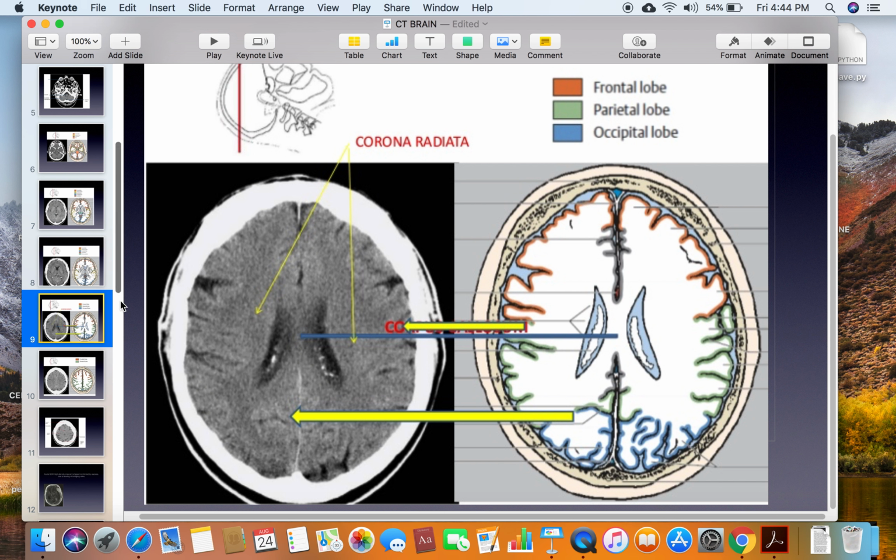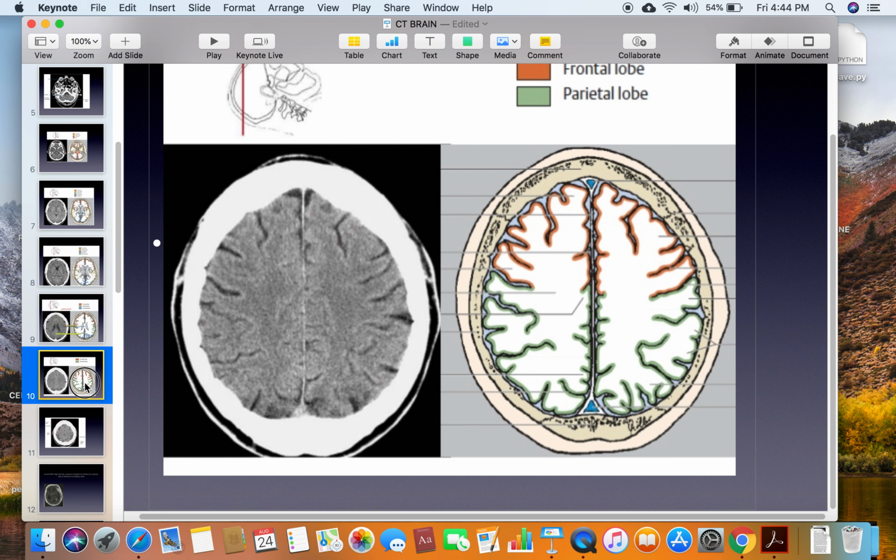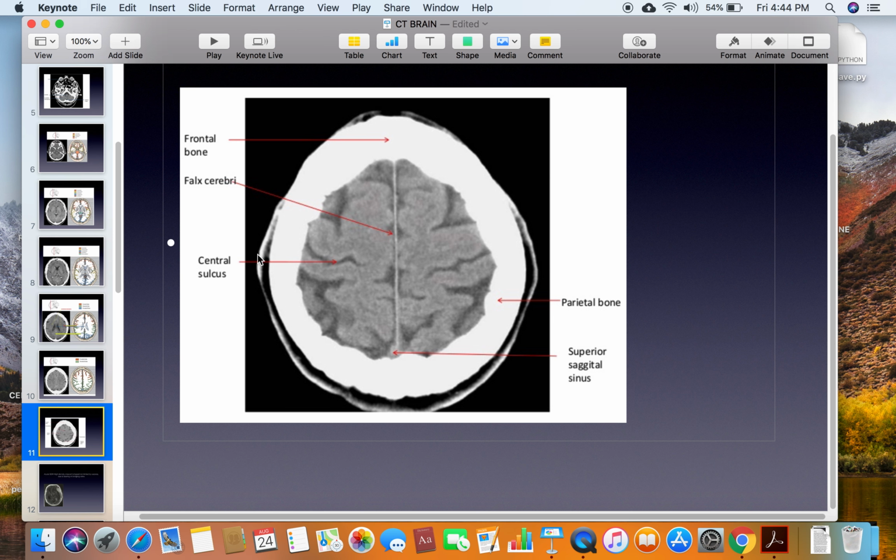And again, the white matter tracts called corona radiata, and then now you can divide it into the frontal lobe and the parietal lobe, and the central sulcus is the one which divides it into the frontal and the parietal lobe, and this is the falx.